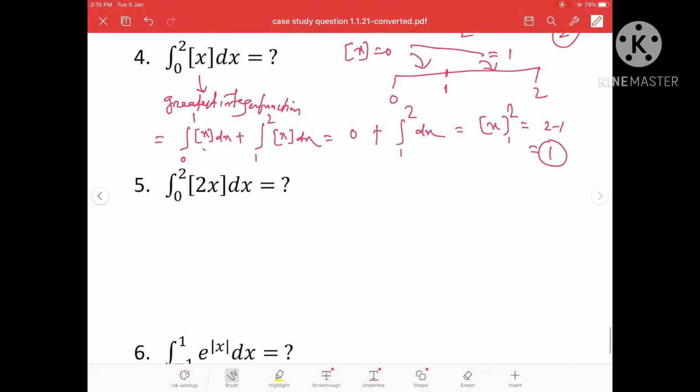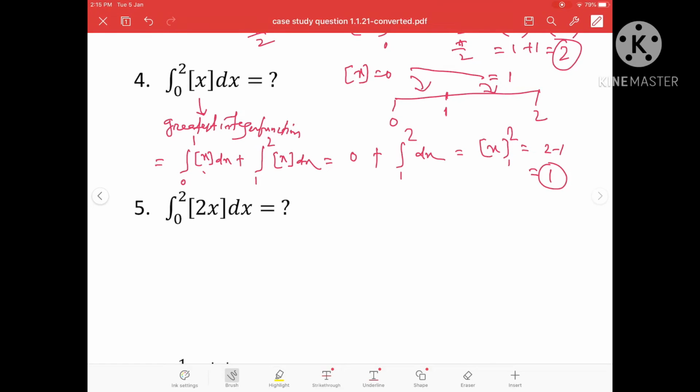Now comes question number 5. Integration of bracket of 2x from 0 to 2. We know the greatest integer function breaks at all integral points. So here we have to see for what values of x between 0 and 2, 2x will give you an integer.